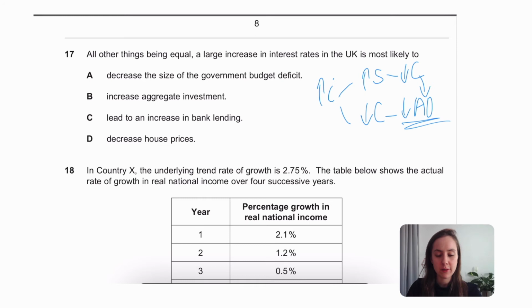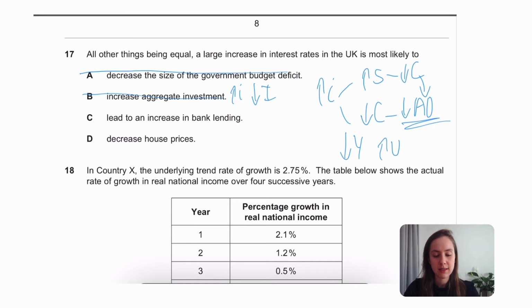Decrease the size of the government budget deficit. So if there's less AD, the economy is going to crash, it's going to decrease output. There'll be more unemployment. I'm guessing the government is going to have to spend more as a result, so I reckon that's really unlikely. An increase in investment? No, if interest rates are more expensive, firms that want to take out loans to buy capital will find it more expensive. So they will not want to do that, they'll invest less.